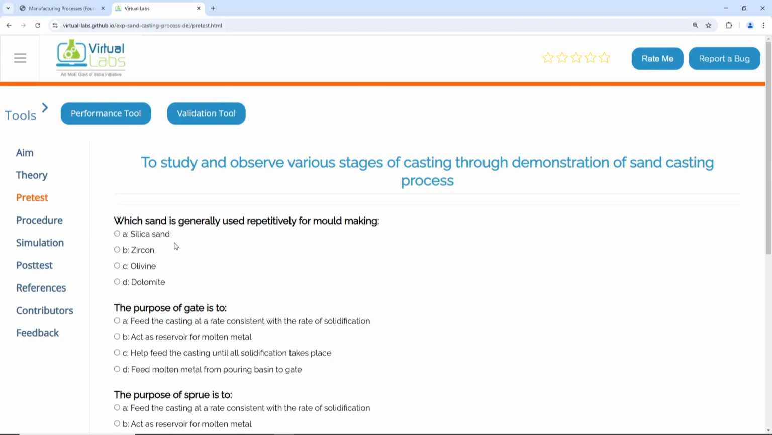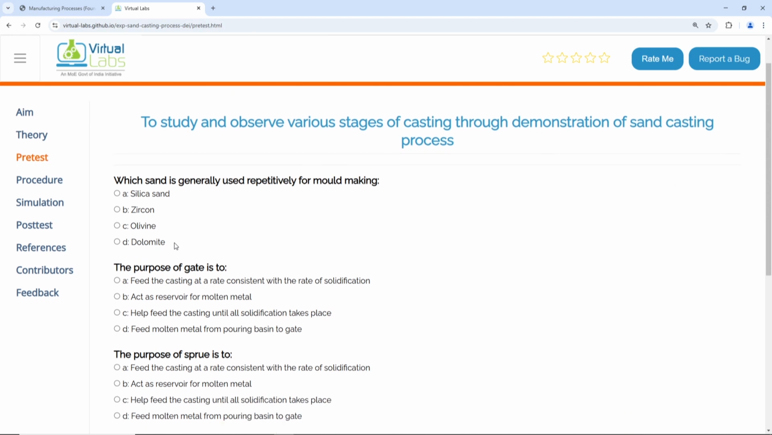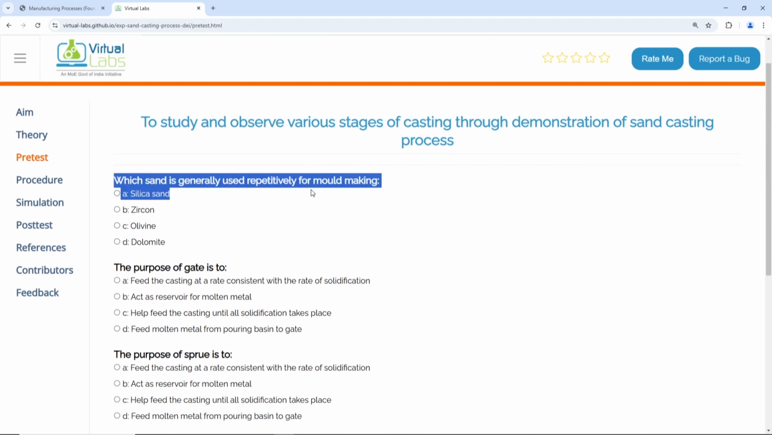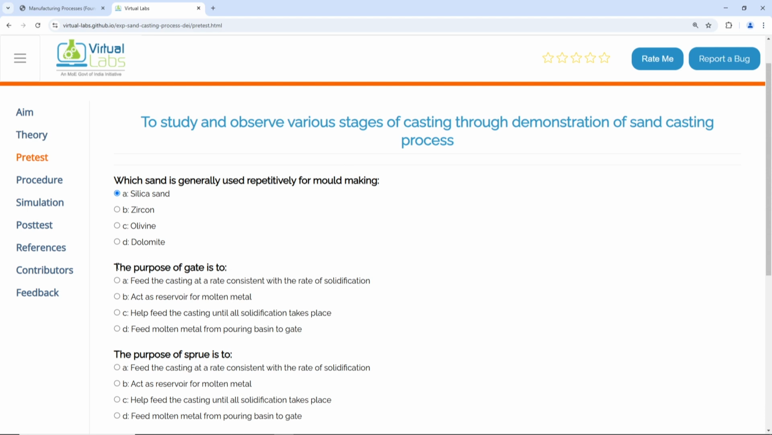For example, there is a question: which sand is generally used repetitively for mold making? The answer is silica sand. I will mark this answer. The purpose of the gate is to feed the casting at a rate consistent with the rate of solidification. Yes, this seems to be the right answer. Act as a reservoir for molten metal? No. Help feed the casting until all solidification takes place? No. Feed molten metal from the pouring basin to the gate? No. The answer is feed the casting at a rate consistent.